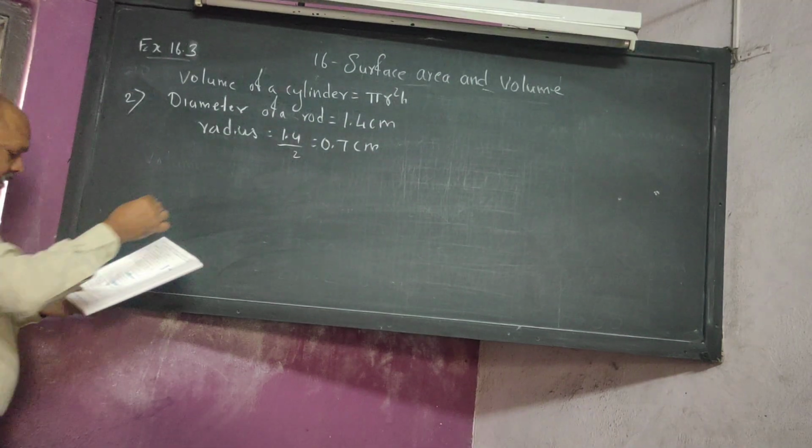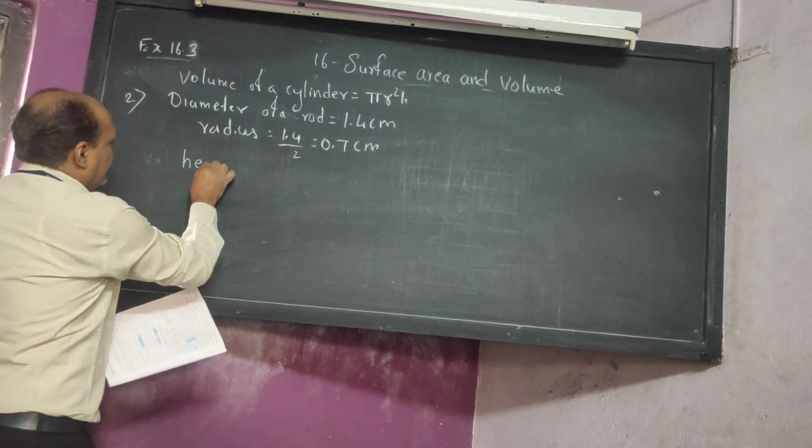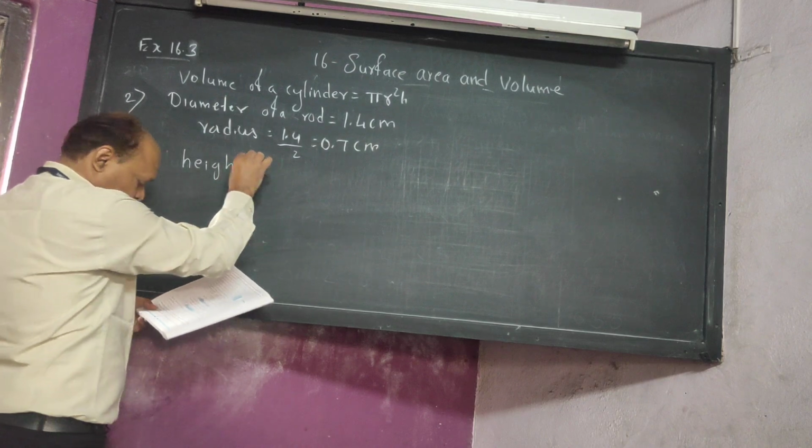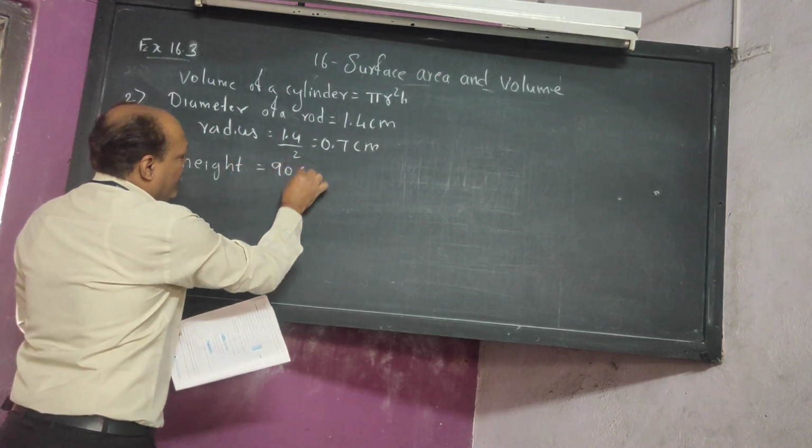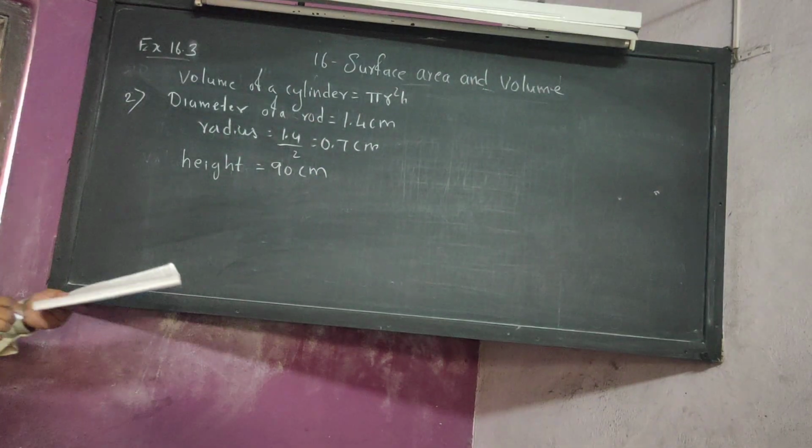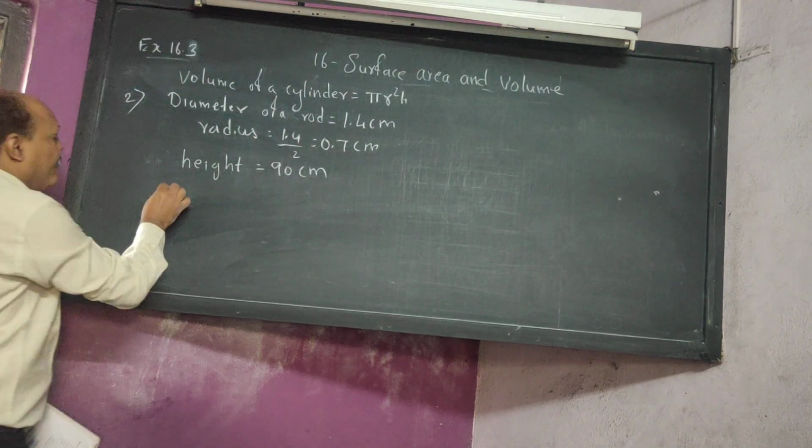Radius and height. Length means height. Height is given to you: 90 centimeter. You have to find the volume of the iron rod.